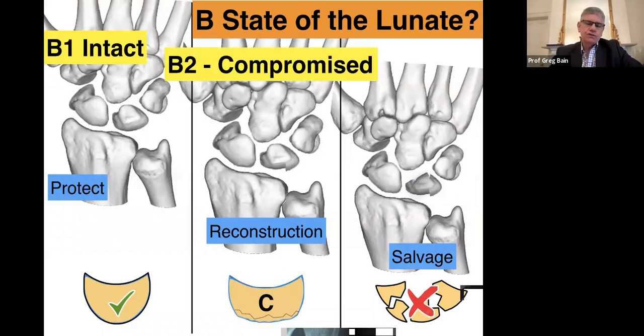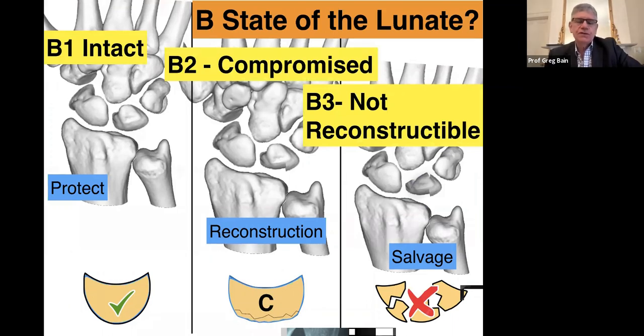So now we go on to the state of the lunate. This is for an adult, say from 20 to 70, and we look at: is the lunate intact? Is it a good one? Is it compromised? Or is it just not reconstructible, something we really can't use? So if it's intact, let's preserve it, let's protect it. If it's compromised, let's consider reconstruction. And clearly, if it's no good, we need to look at a salvage procedure.